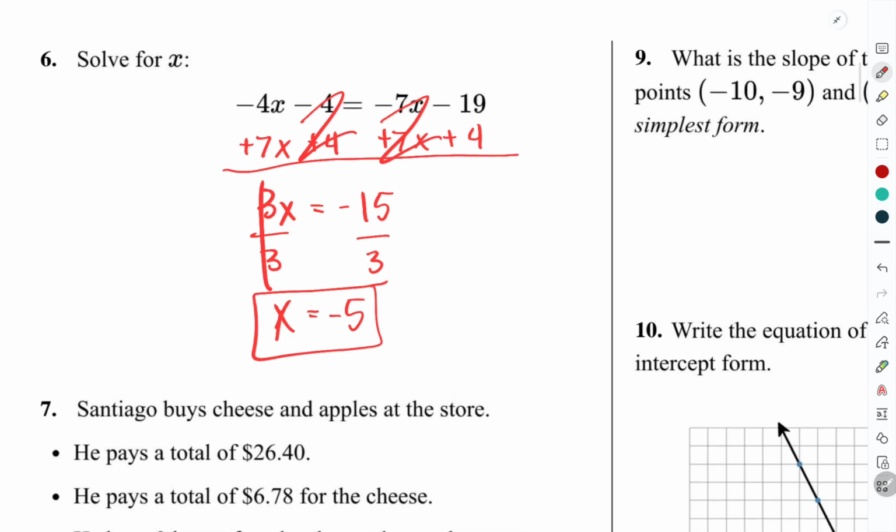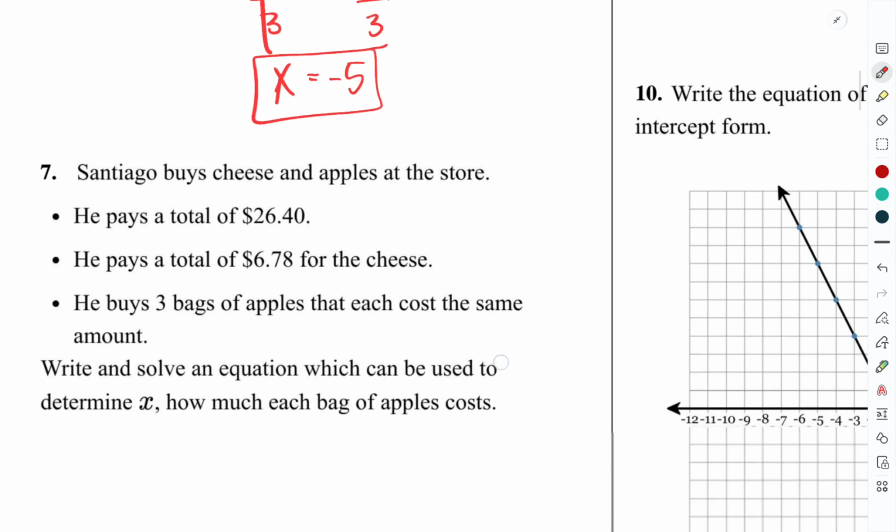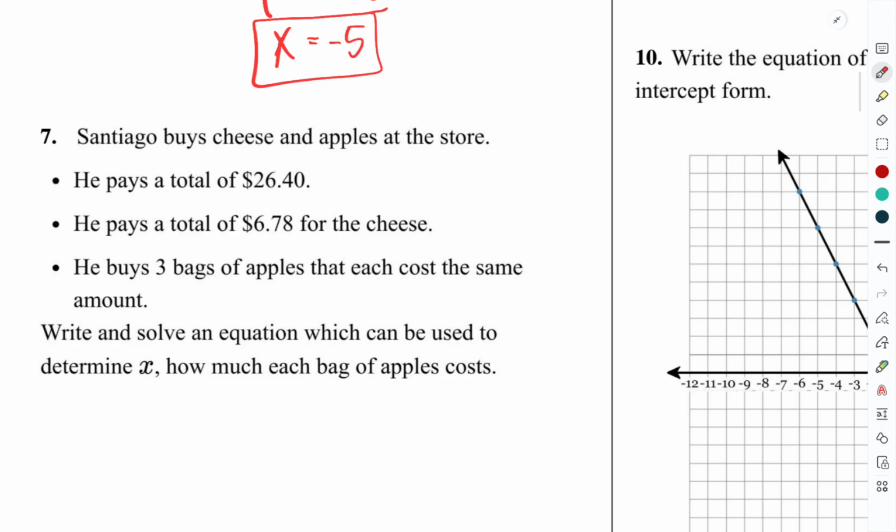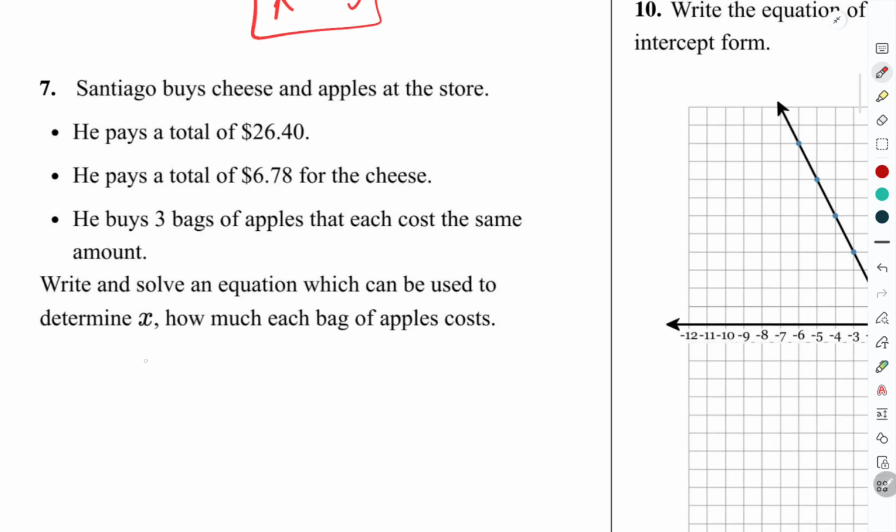Okay, now doing an equation, but with context. Santiago buys cheese and apples at the store. He pays a total of $26.40. So I know that that's my total. He pays a total of $6.78 for cheese.